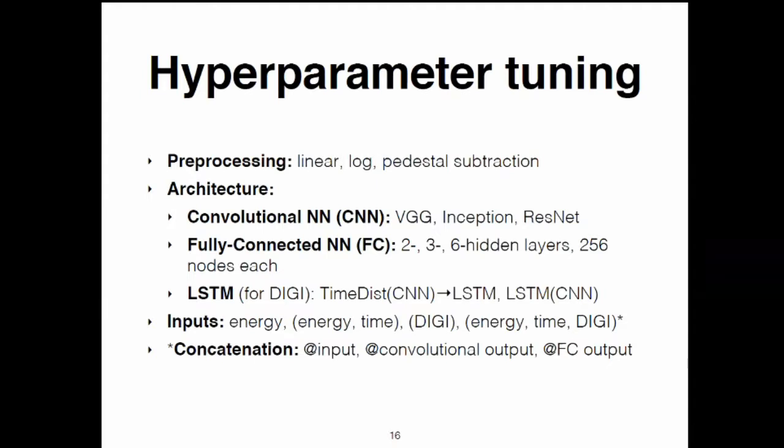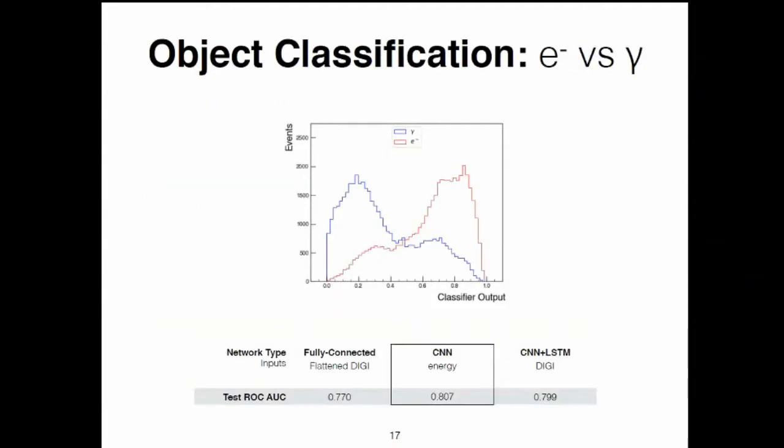In addition, we also tried different combinations of inputs. We tried just the energy reading from the rec hit, the energy and the time, and the energy, time, and the digi. For this final one, we also experimented with different ways of concatenating the inputs. You can concatenate them at the input level, or at the output of the convolutional layer, or at the output of the fully connected layer. We only report here the best for each architecture. The best we got is using the convolutional neural net using just the energy inputs. The fully connected, as expected, did not do so well.